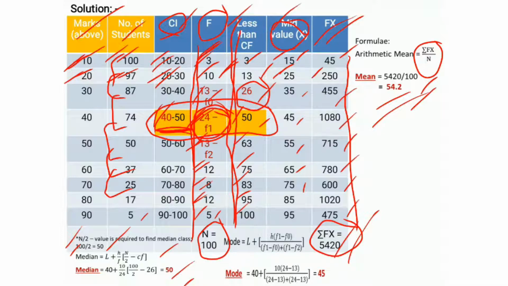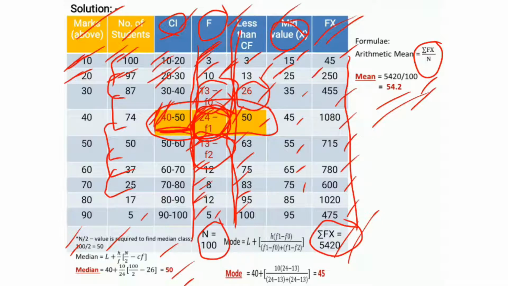So what is L? Again 40, from the same modal class. 40 is the lower limit. H is the difference, that is 10. Here the preceding value is 13, that is F0. F1 is 24, and the succeeding value of the modal class is F2, that is again 13. So F0, F1, F2 are 13, 24 and 13. Those values will be applied in the formula.